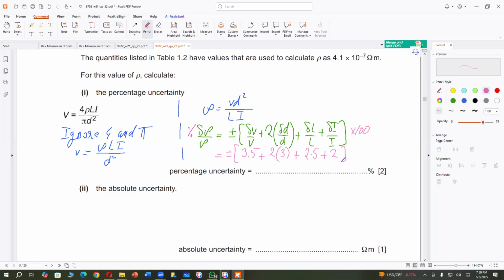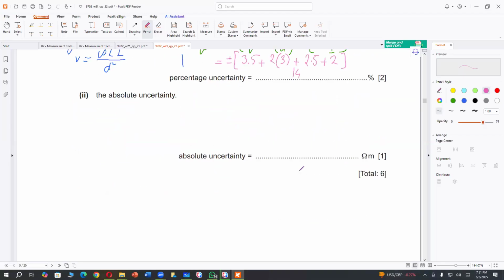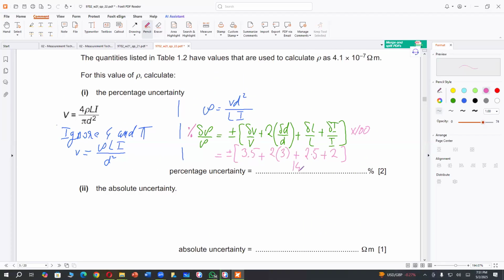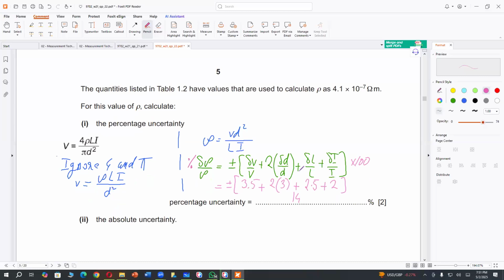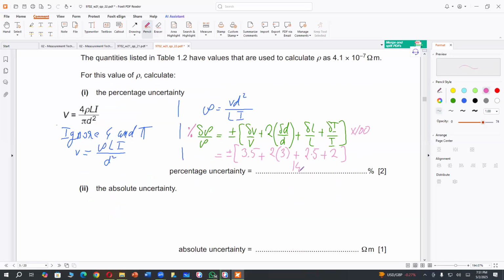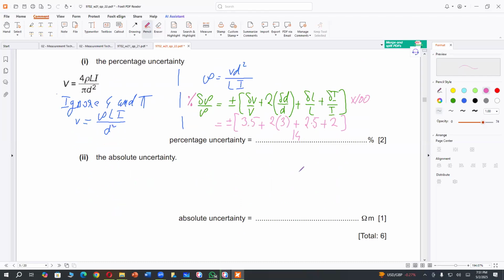Sir, isn't it just 14? How much? Add all of them, na? Yes, sir, 14. Okay. The absolute uncertainty. So what would be the absolute uncertainty for density? We need to find the absolute uncertainty.